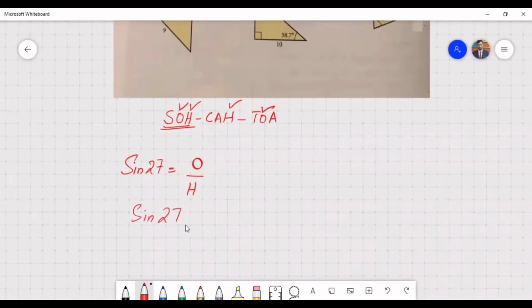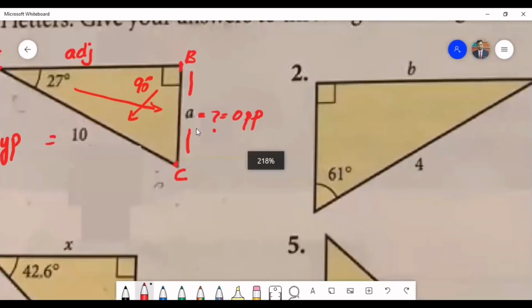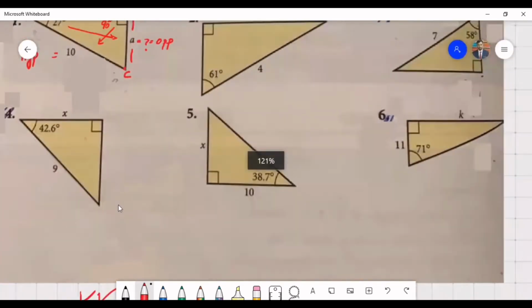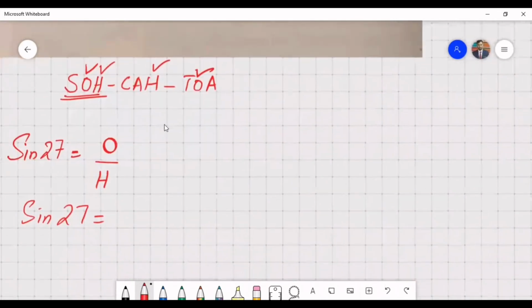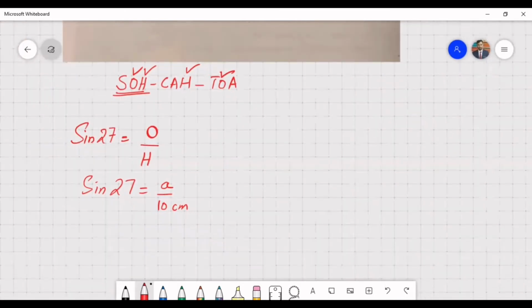Sine 27. Now check opposite and hypotenuse. Because opposite is unknown, it is indicated by A, and hypotenuse is 10. So I will write here, instead of 4, A, because we have to find the opposite, which is A, and hypotenuse, which is 10 centimeter, because all the measurements are in centimeters. Now look here, we have to find this A.